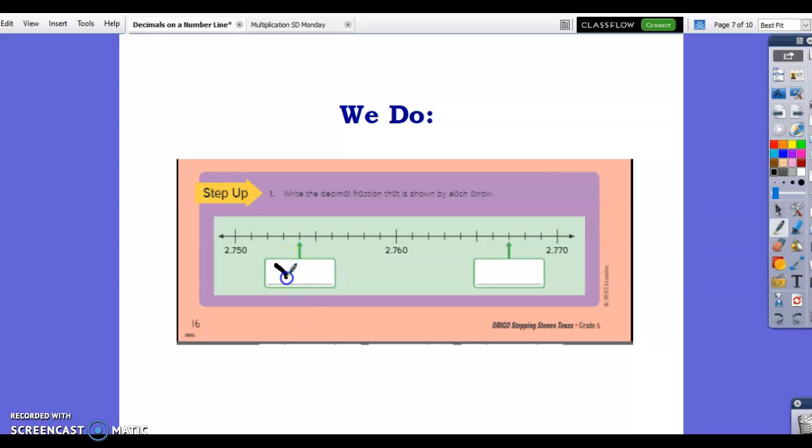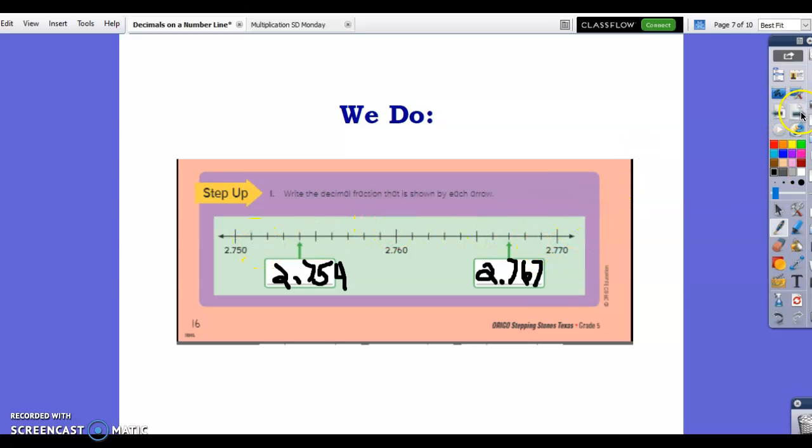You should have had a 2 and 754 thousandths, and this one should read 2 and 760, and if you count it, it's 1, 2, 3, 4, 5, 6, 7, 67. And that is what we are working on today, is practicing knowing what the decimals are on a number line as well.